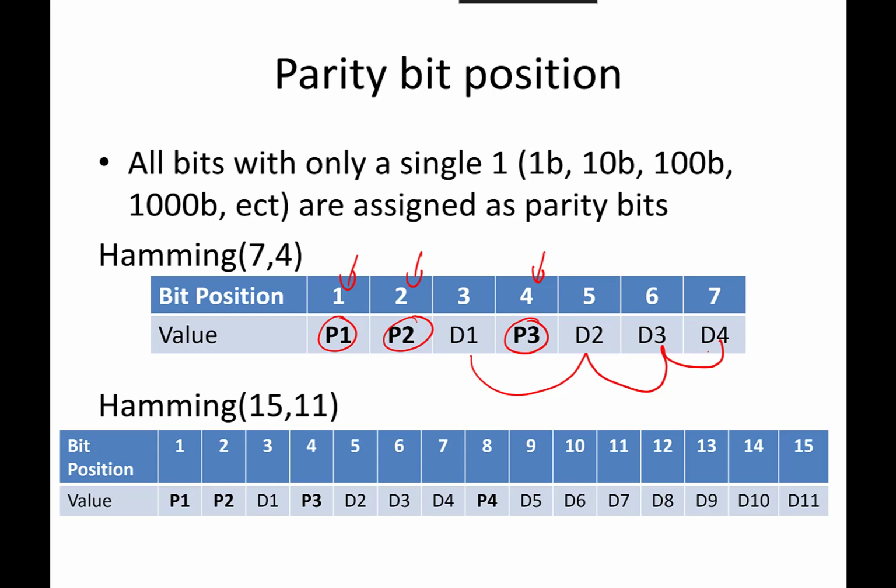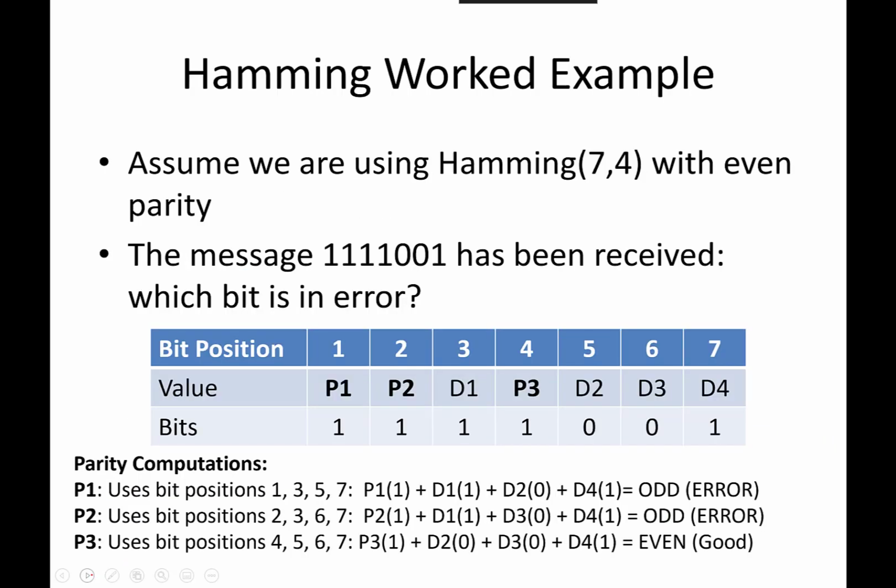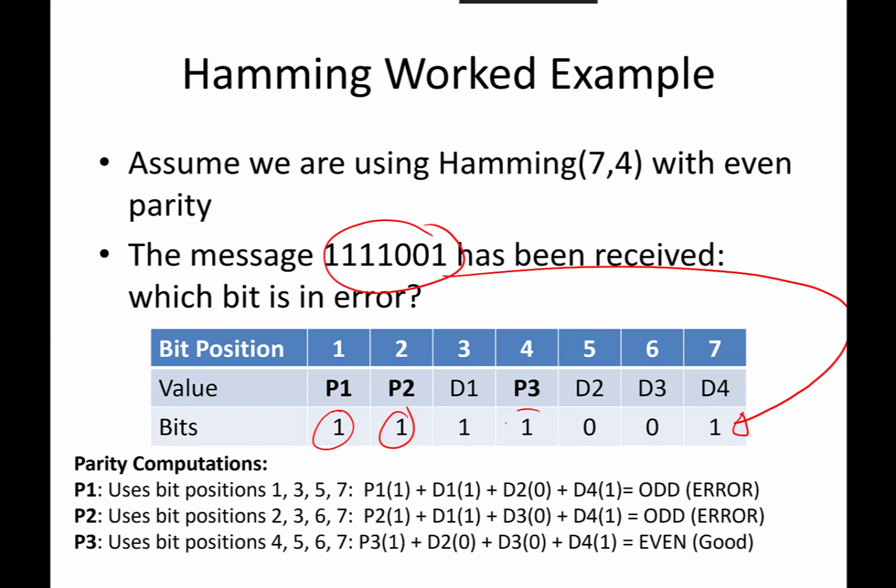Now we could extend this out to Hamming 15,11. For this example, we're just looking at Hamming 7,4. So here's our first one. We've got this message that we're sending in binary. What we can do is transpose that directly into our table down here and write them down there. So we see that parity bit 1 will be a 1, parity bit 2 will be a 1, parity bit 3 will be a 1, and we've got our data bits there listed as well.